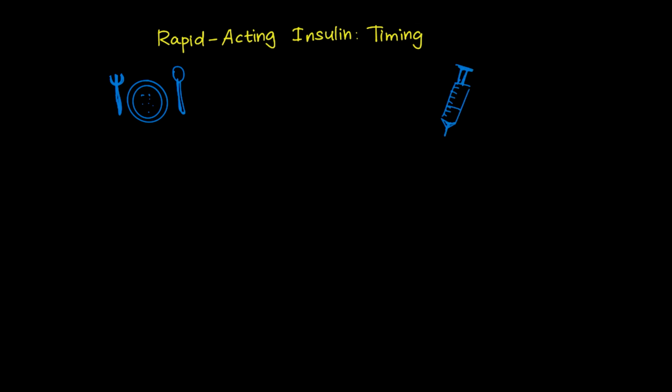Let's get into the timing of rapid-acting insulin, because getting this wrong can put a patient in serious danger. Rapid-acting insulin Lispro has an onset of about 15 minutes. That means it starts working fast. So the administration timing has to match. Give it 15 minutes before eating or immediately after.